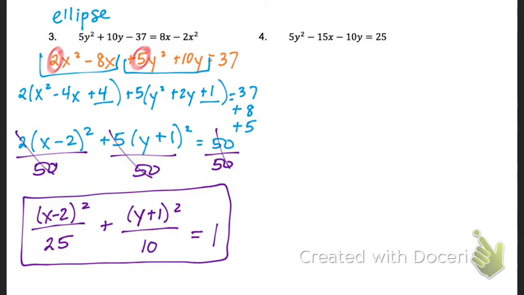Okay, looking at number 4, we could rewrite this where we put the x's first and then the y's. But what you notice is that there's only one of the two. There's no x squared. So that means that it is a parabola.